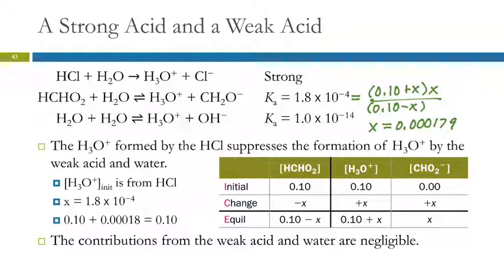0.000179 divided by 0.1 times 100 is 0.18%. So the contribution from the weak acid is only 0.18%. We can ignore that. The concentration from the auto-ionization of water is even less. Any questions?